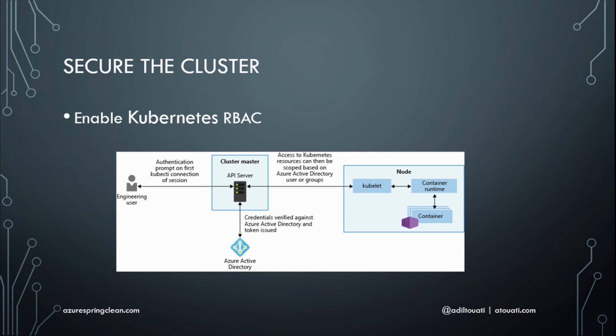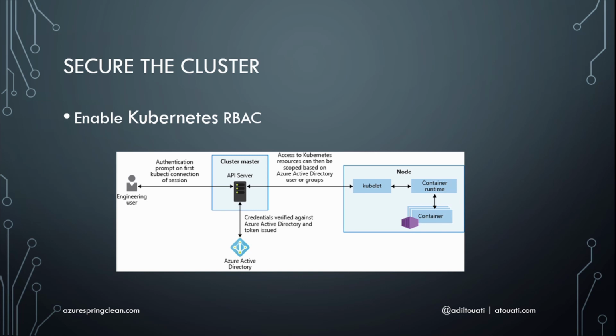AKS offers the option of integrating Kubernetes RBAC with Azure Active Directory, which can be enabled at any time for a cluster. With Azure AD integrated clusters in AKS, you use your existing user and group accounts to authenticate users to the API server. Please note that Azure AD AKS integration can only be enabled when you create a new RBAC enabled cluster. You can't enable Azure AD on an existing AKS cluster.